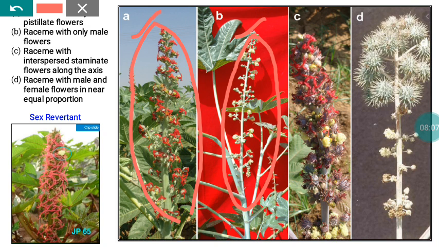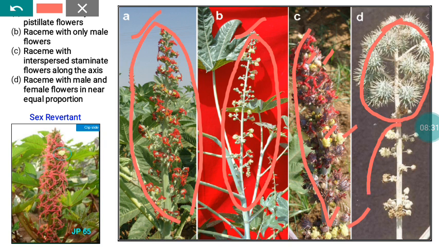The third one, the interspaced one, is originally pistillate, but here and there some male flowers, staminate flowers, also occur. Because of that, this is the ISF category. The fourth one has equal proportions: this is the female flowers, whereas this is the staminate, male flowers. So both male and female occur in equal proportions. So these are all images regarding the different sex forms.